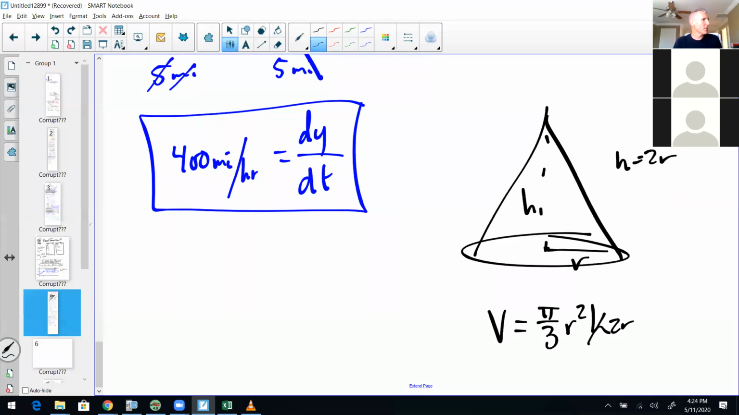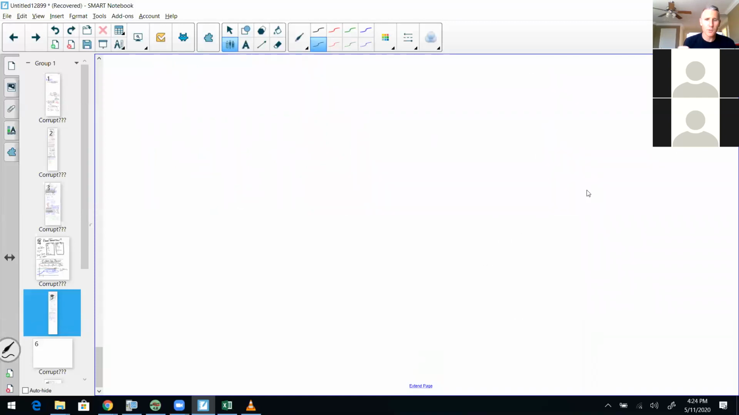Keaton asked for the washer method. Okay, cool. So I will go over the washer method, but let me just give you a quick review.